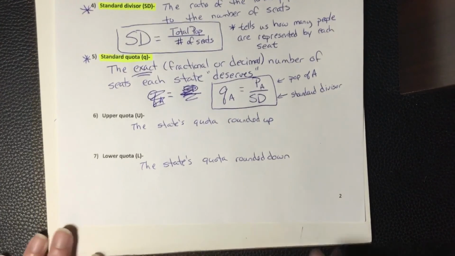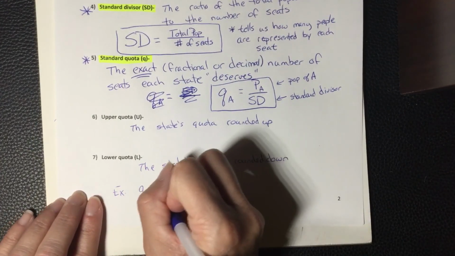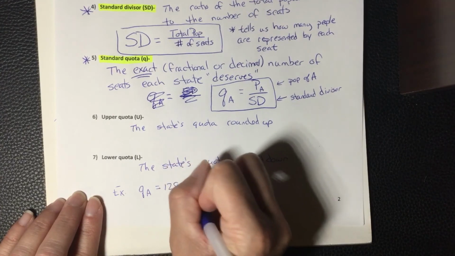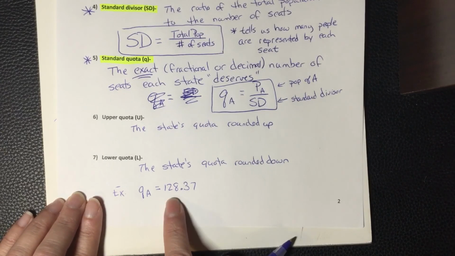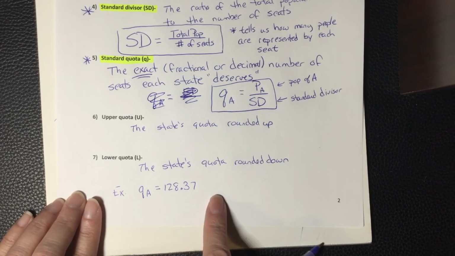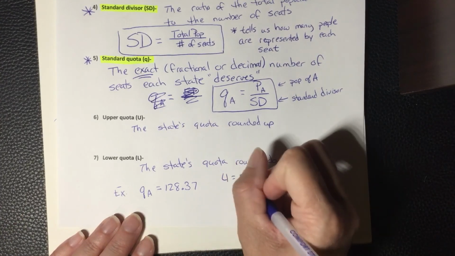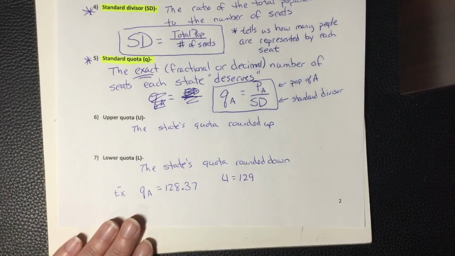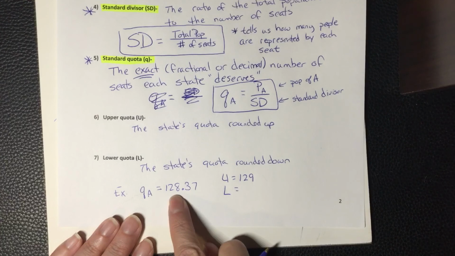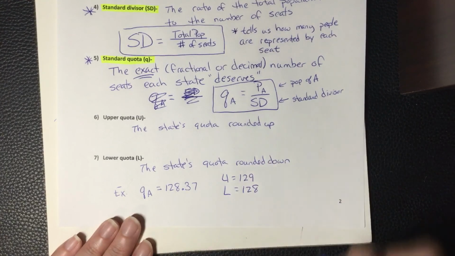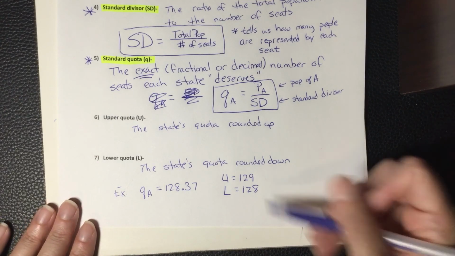So just for a quick example, let's say that I work a problem and I find that the quota of A is 128.37. So this means state A deserves 128.37 seats. Well, we can't give them a partial seat. So if we look at the upper quota, that would be rounding up to the next number of seats, which is 129. The lower quota, we would round that down, so it would round back down to 128. Okay, so as far as number of seats, we're going to have to choose somewhere between those two.